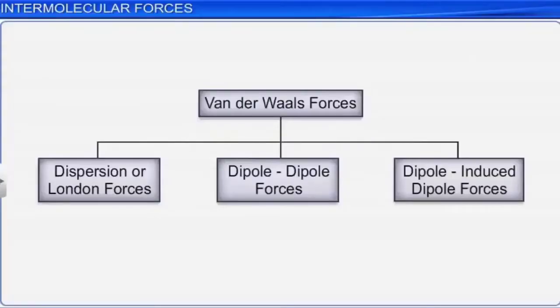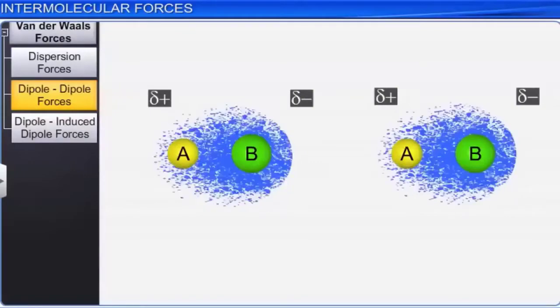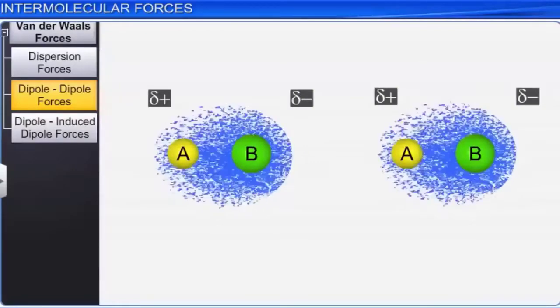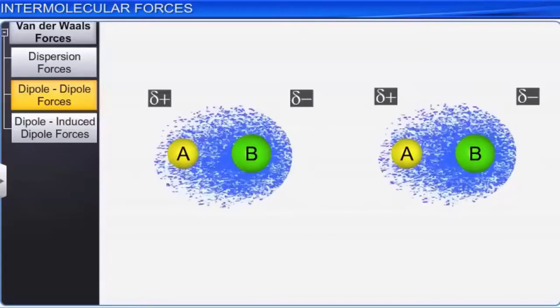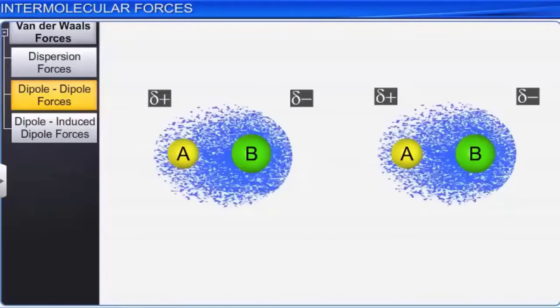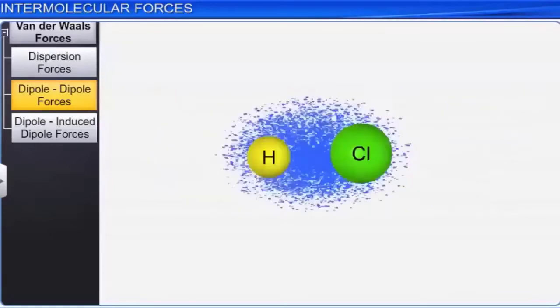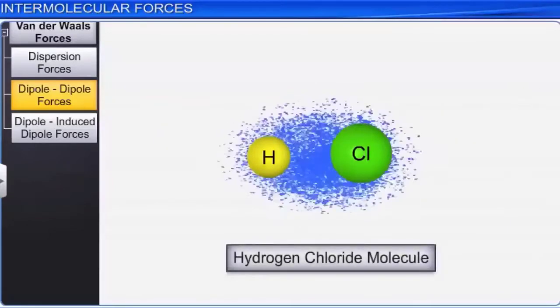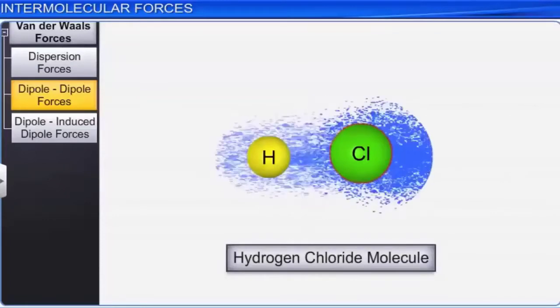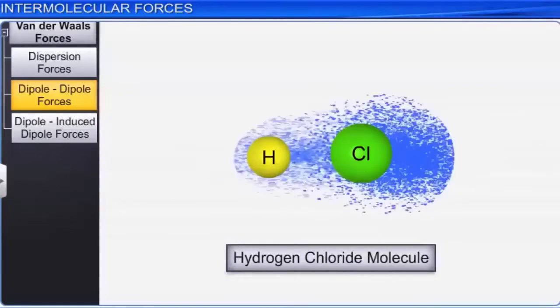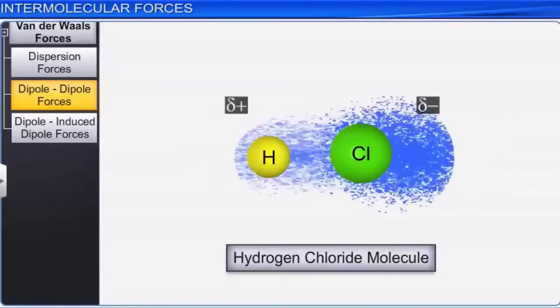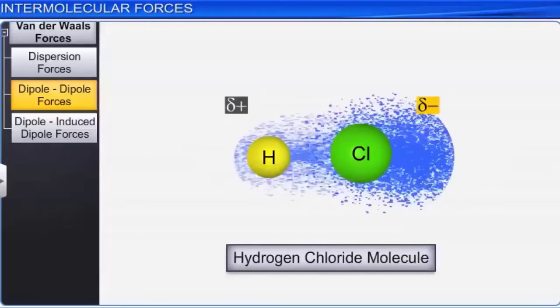Another type of intermolecular force is dipole-dipole forces. The dipole-dipole forces are attractive forces that act between the polar molecules with permanent dipole. The ends of the dipoles in a polar molecule possess partial charges which are represented by the Greek letter delta. For example, in hydrogen chloride, due to the greater electronegativity of chlorine, it attracts the electron cloud more towards itself, and thus its end has a partial negative charge and the hydrogen end has a partial positive charge.